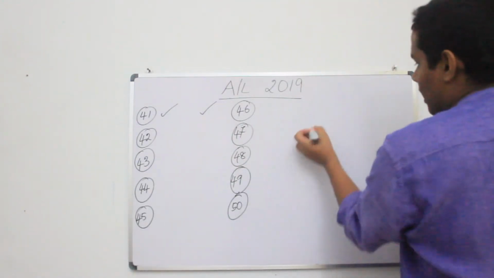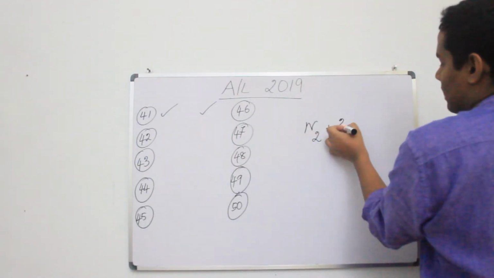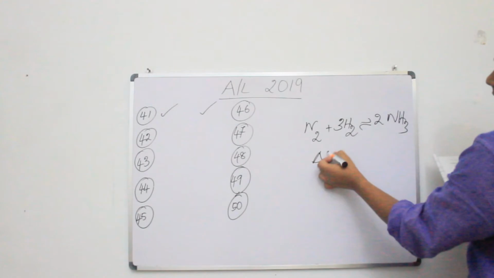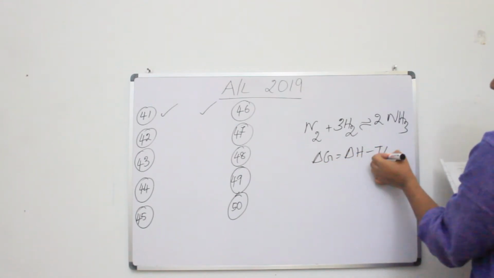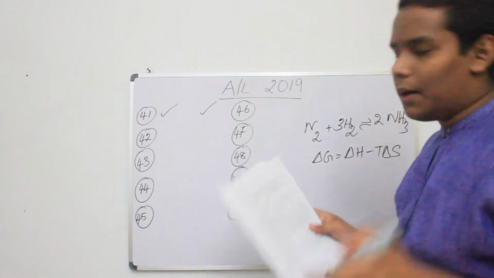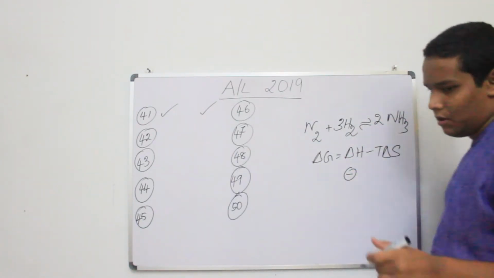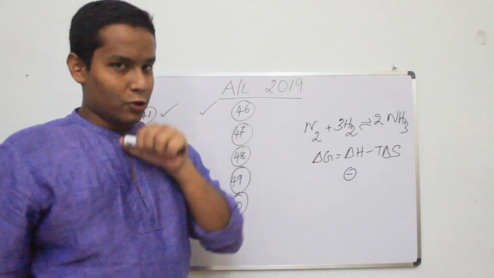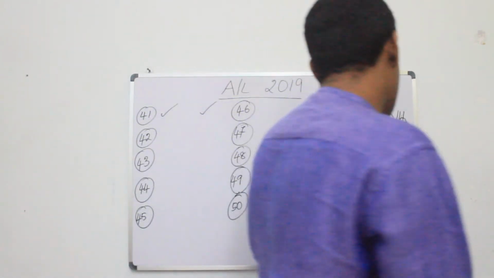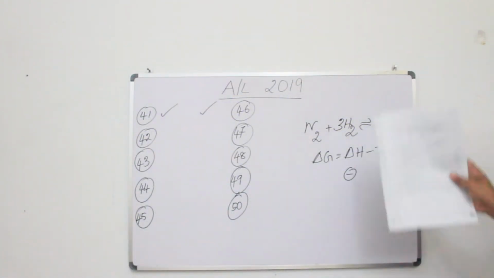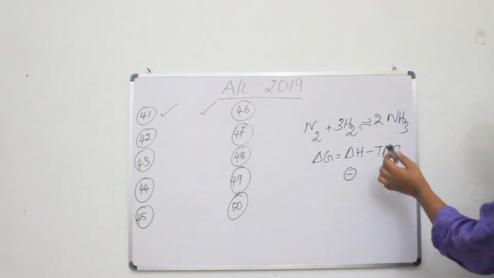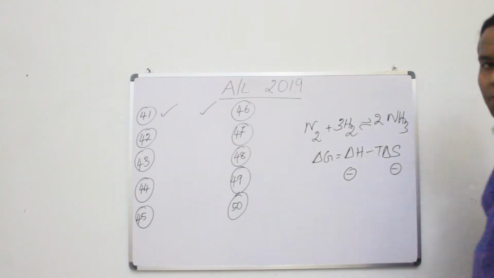42. At a given pressure, the spontaneity of the reaction between N2 and H2 to give NH3 drops with increasing temperature. We'll come to this. N2 plus 3H2 giving you 2NH3. Delta G equals delta H minus T delta S. Using your knowledge of the Haber process, this reaction is exothermic, so delta H is negative. Delta S: as the forward reaction goes, 4 molecules become 2 molecules, so delta S is negative. So the minus T delta S portion is positive.